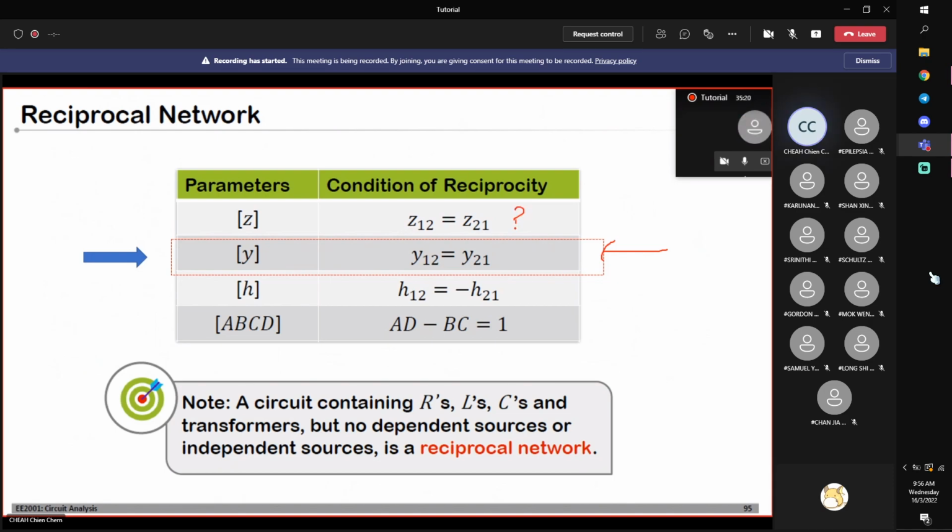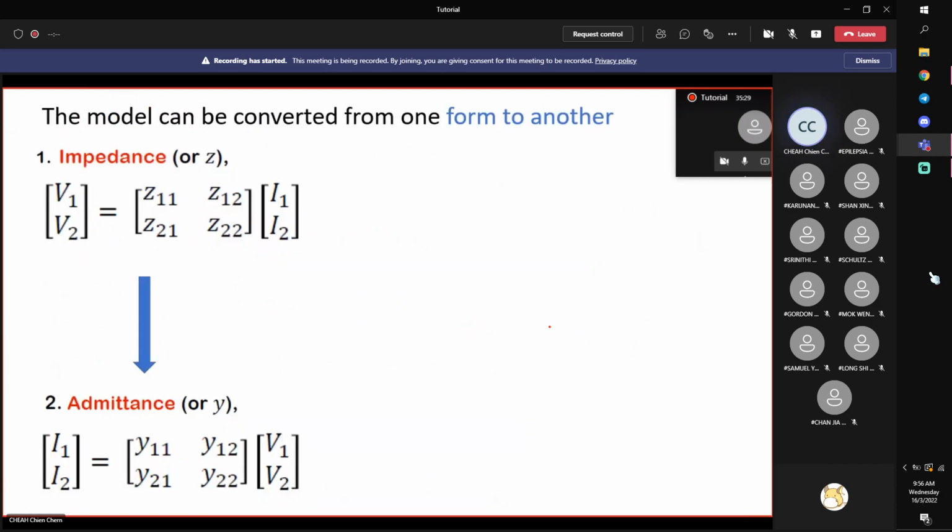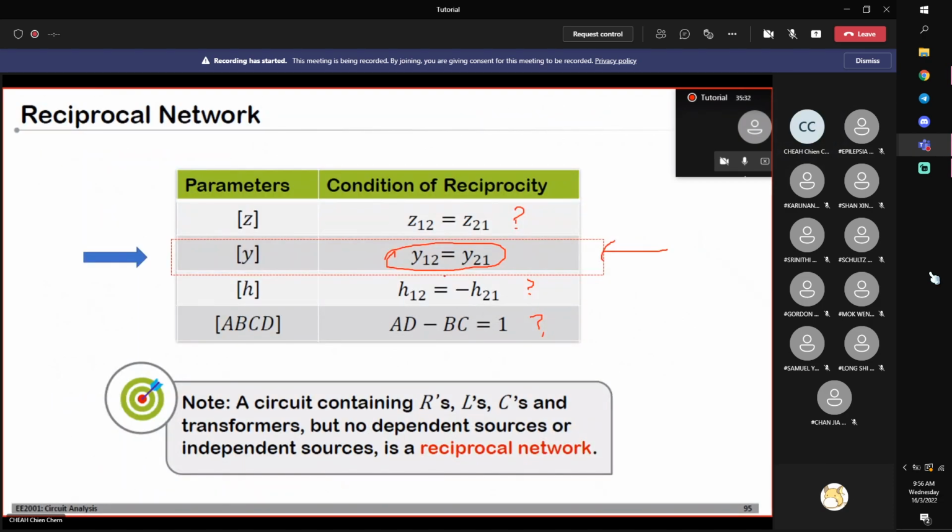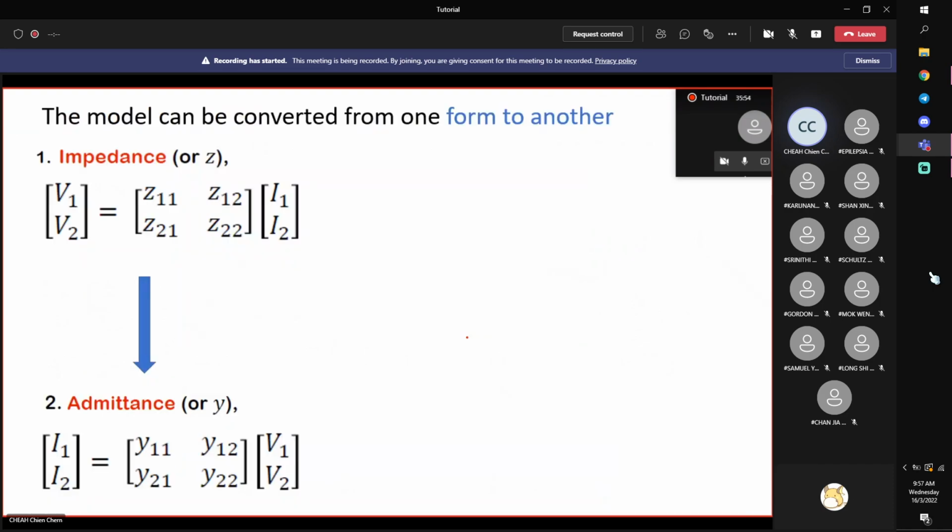Now, the other three conditions are actually derived based on this condition. Let us ignore them first. If you have a circuit in other form, remember, we can transform it to Y form, correct? Then we can compare the Y parameters based on the other parameters. At this stage, just ignore it first. I'll go through that later on.